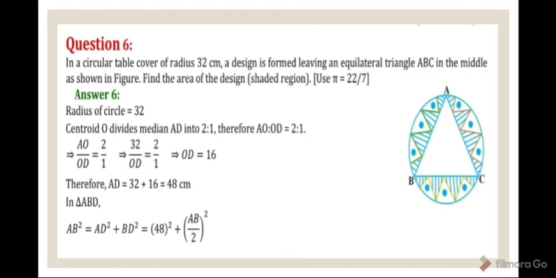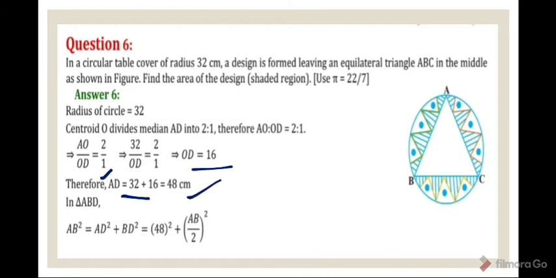So let's check the solution in the slide. Centroid O divides the median AD into 2:1 ratio. Therefore AO is to OD is equal to 2:1. Now AO by OD is 2:1. Put the value. OD will be 16. I explained to you, AD will be 48.